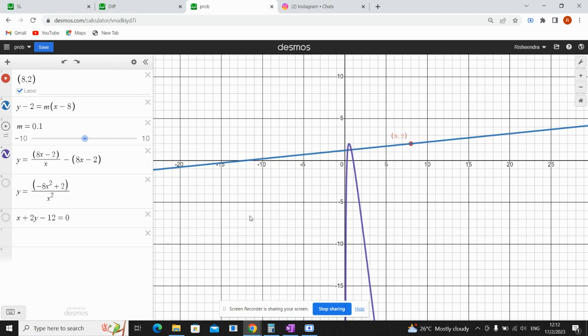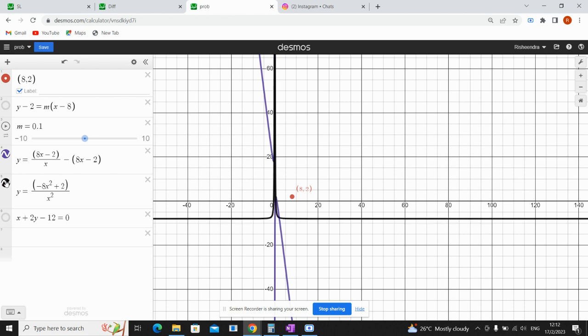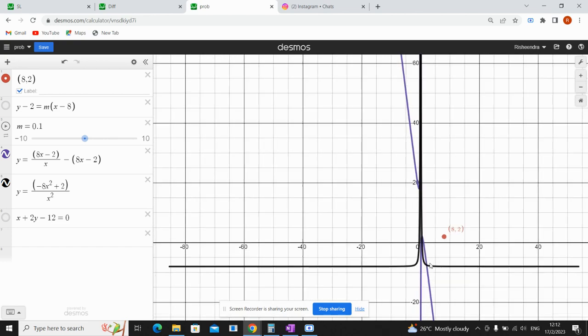Let's get back to the question. Look, then it is the differentiated equation of these two lines. I'm hiding the y minus 2 line just to stay a bit focused. This is the differentiated equation. Look at it here, the differentiated one.